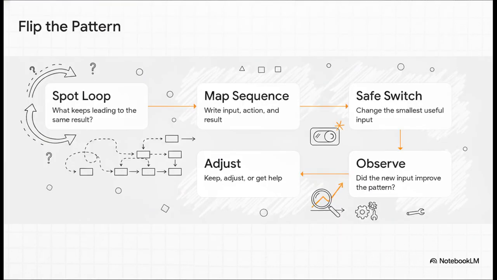So instead of trying to overhaul your entire personality overnight, you can use this flip the pattern algorithm to test a single, safe new input. Spot the loop, map out the sequence of events, and introduce just one safe switch. Like if you and a friend are stuck in a cycle of ignoring each other, change the input. Just say hello. Observe how the whole system reacts to that one flipped variable.